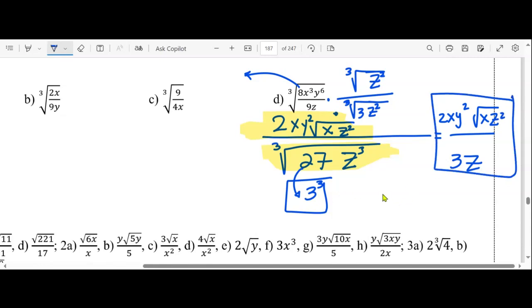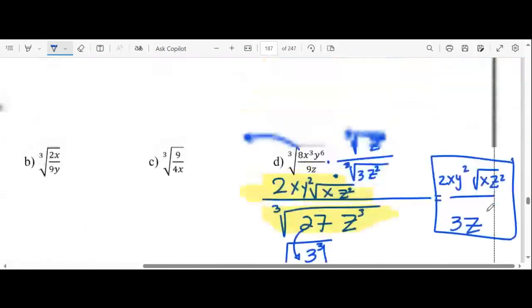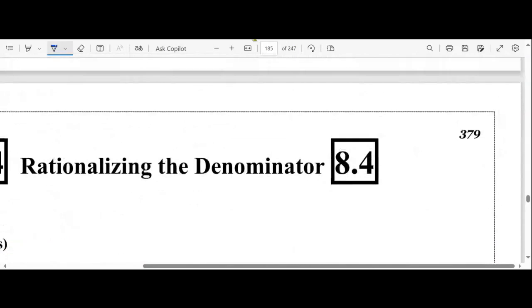So whenever you see a square root in the denominator, you have to multiply it times the same square root. If it's a cube root, then cube root. And the number has to match with the other number so it can come outside the square root or the cube root. You understand? That's it. So this is the end of section 8.4.